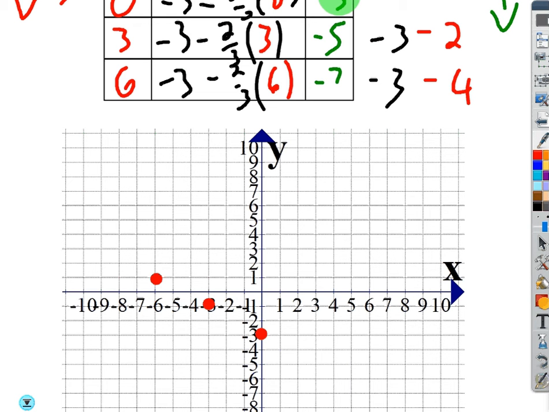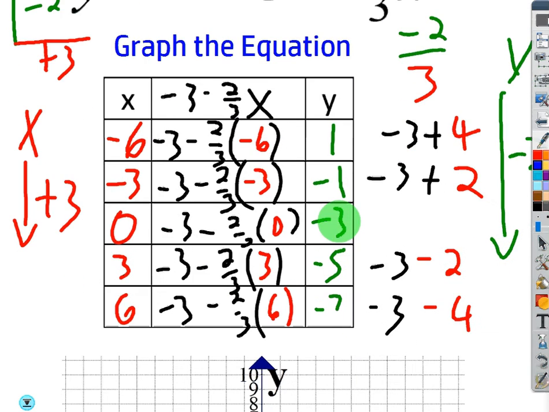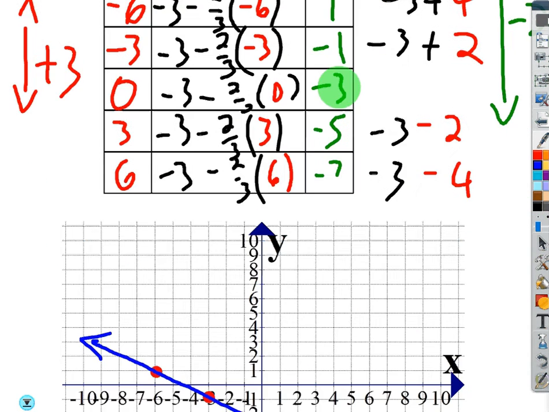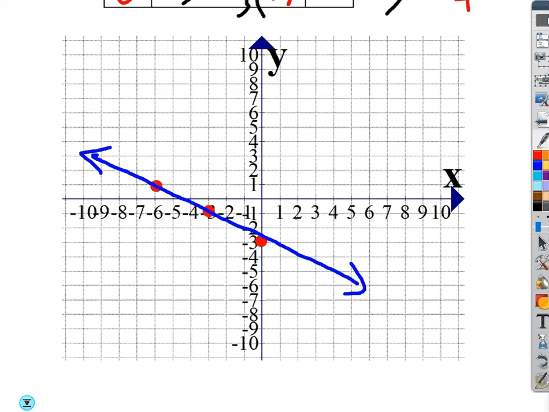Remember, it only takes two points to make a line. And we connect that. Not exactly perfect, but you get the point. Let's check to see, does it have a slope of negative 2/3? Yeah. Okay, so down 2 over 3. So it does have a slope of negative 2/3, down 2 over 3.